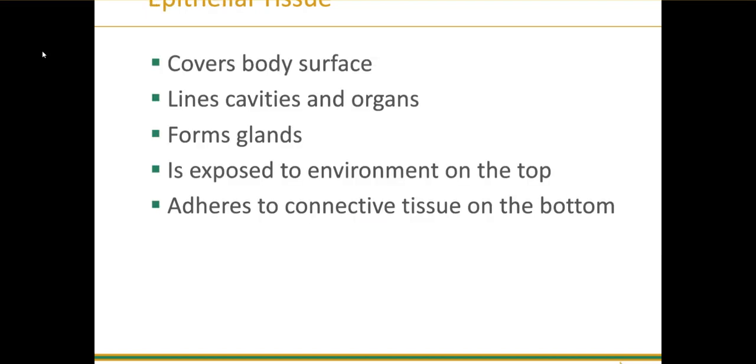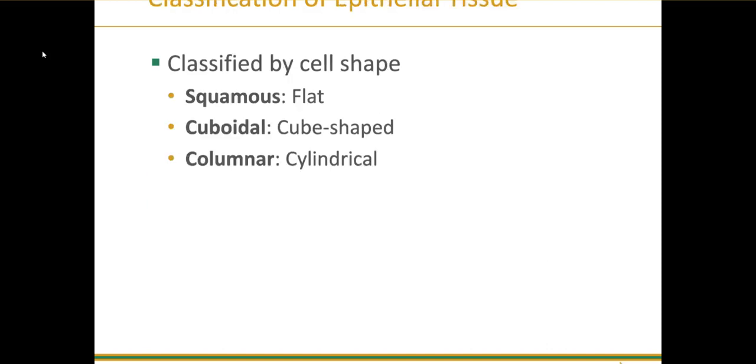So what epithelial tissue does, what its purpose is, is to cover body surfaces, and also line cavities and organs. It forms glands. It's exposed to the environment, kind of the outer layer of the epithelial tissues, and the inner layer adheres to connective tissue. Okay, there's different classifications of epithelial tissue.